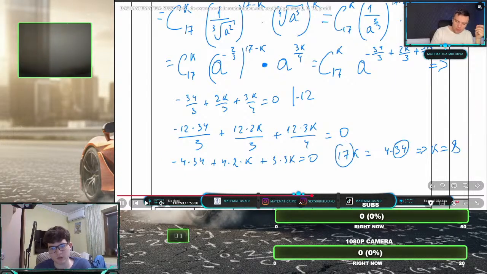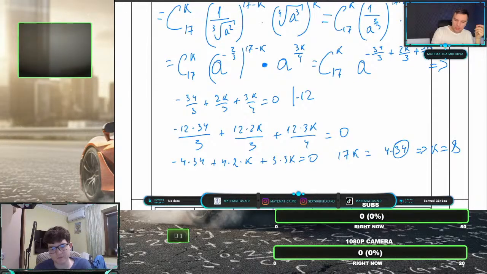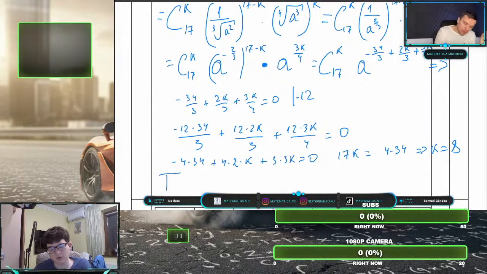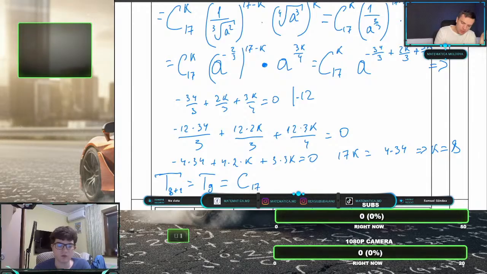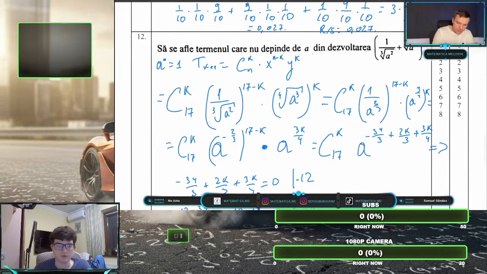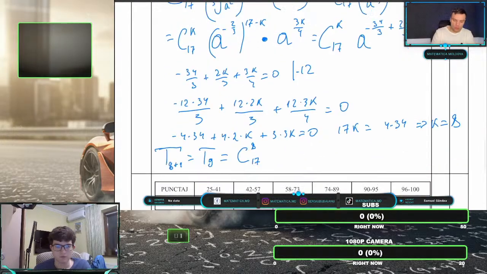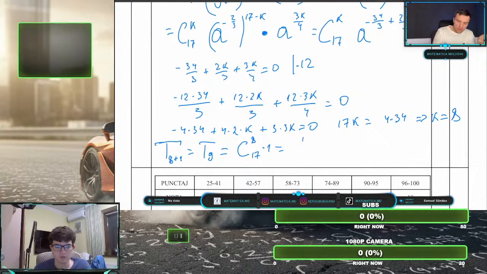And you just find out what k is, right? Oh, okay, so k is 8. K is exactly 8, because it's switched side and stuff. So t of a plus 1 is going to be t of 9. It's going to be this c with n, which is 17. Boom.